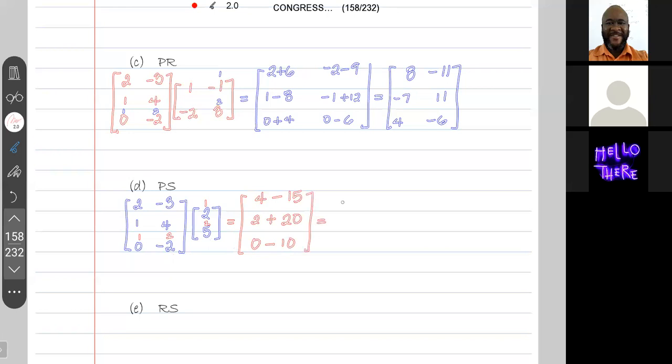So our final answer is 4 minus 15 is minus 11. 2 plus 20 is 22. 0 minus 10 is minus 10. This is the answer. So if I multiply a 3 by 2 by a 2 by 1, I'm going to end up with a 3 by 1 matrix.